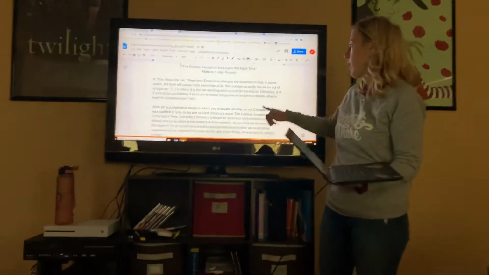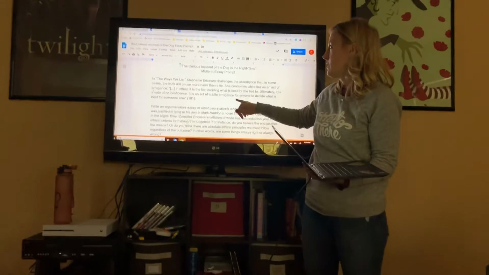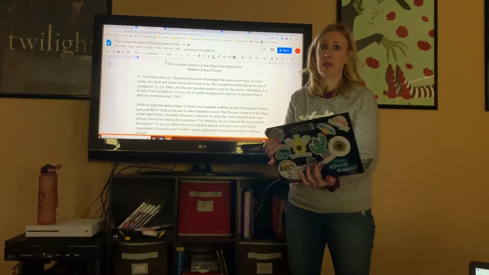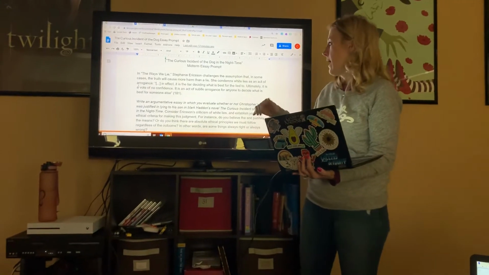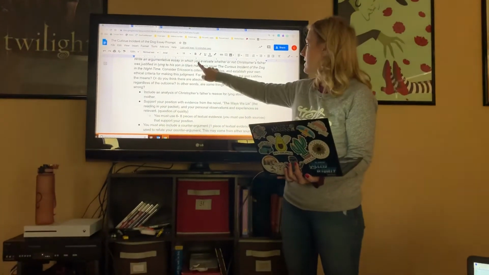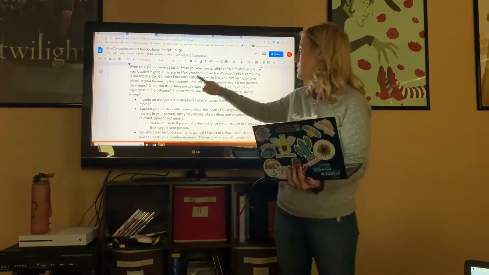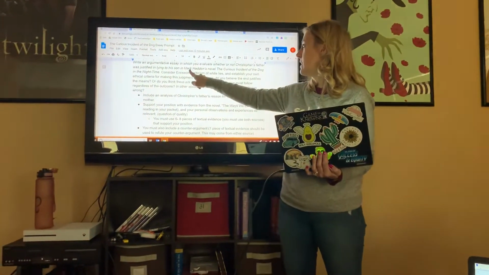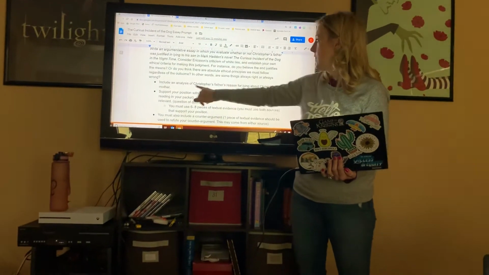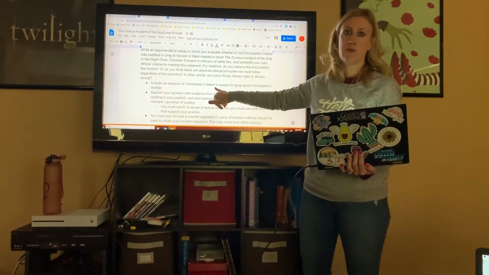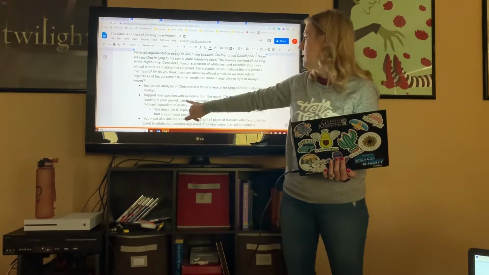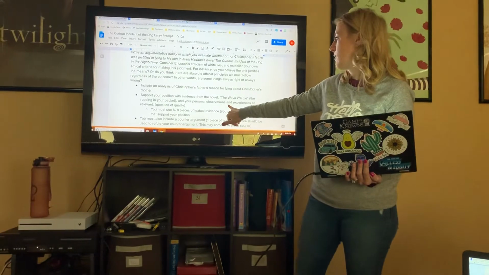So first is the prompt, and the prompt isn't something that should be a huge surprise to you because we had already talked about it before we left school, but basically here's what it boils down to. Write an argumentative essay in which you evaluate whether or not Christopher's father was justified in lying to his son in the book that we read. Okay, now it says here, include an analysis of Christopher's father's reason for lying about Christopher's mother. Support your position with evidence from the novel.